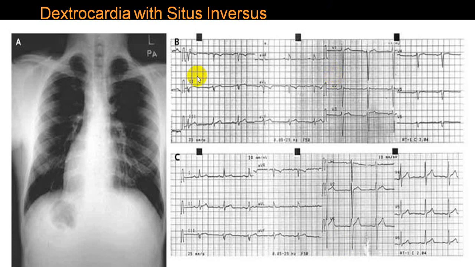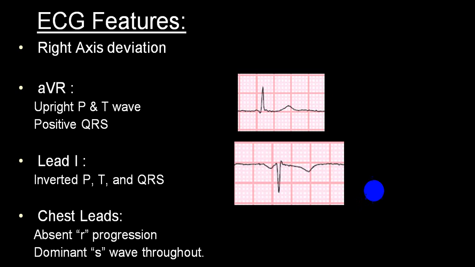Now you can see here that lead 1 is inverted and in AVL also it is inverted, while in AVR it is upright. And if you see here, the V1 S wave is tall. Here there is no progression of R wave. But if you look here, when you take V3R, V4R, V5R, V6R, there is a gradual increase in R wave. This suggests that there is dextrocardia. So in this particular way you can identify it in an ECG.